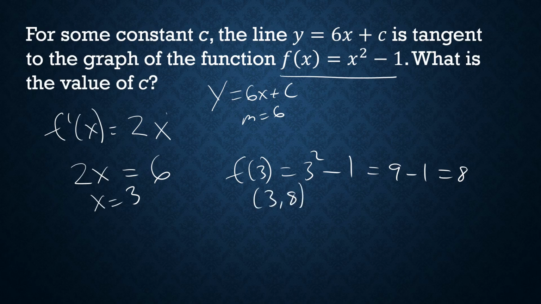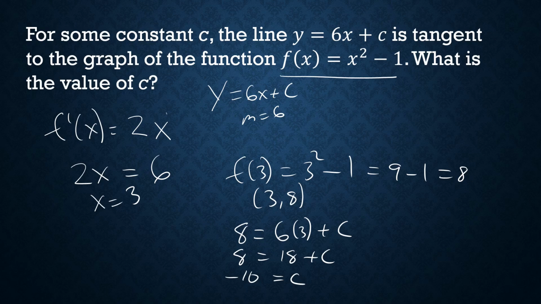Then we can use our y equals 6x plus c. We need this point 3, 8. So it's going to be 8 equals 6 times 3 plus c. Or 8 equals 18 plus c. Subtract 18 from both sides, gives me negative 10. It's equal to c.